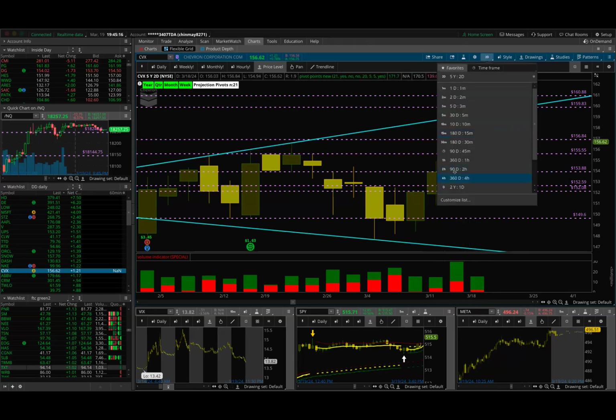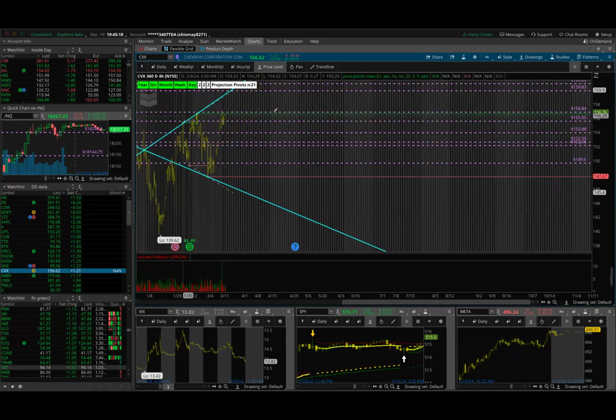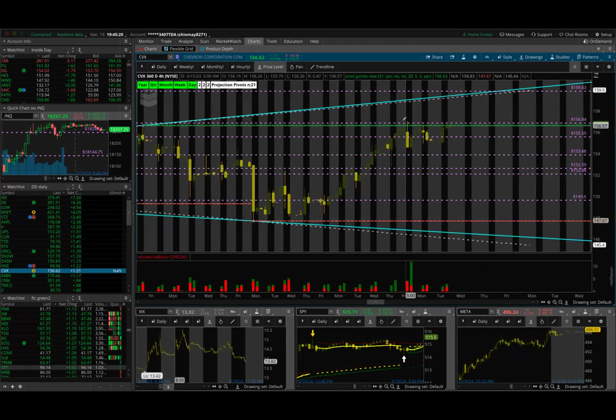So keep an eye on this one, and if CVX runs, XOM runs, and so does OXY. So keep an eye on oil stocks. Should be good, hopefully. Absolutely.